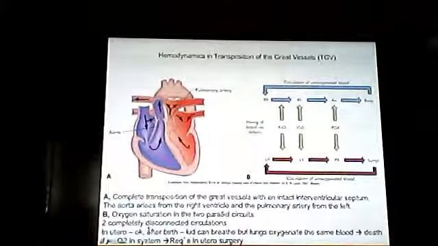And so in utero it's okay, but then after birth the kids have to get some sort of surgery to fix that.